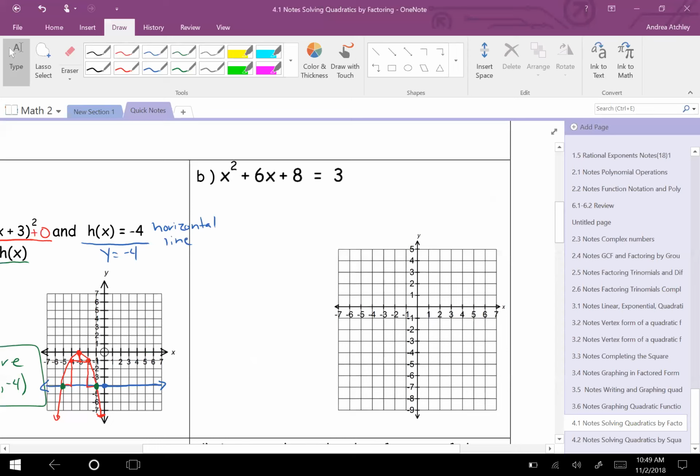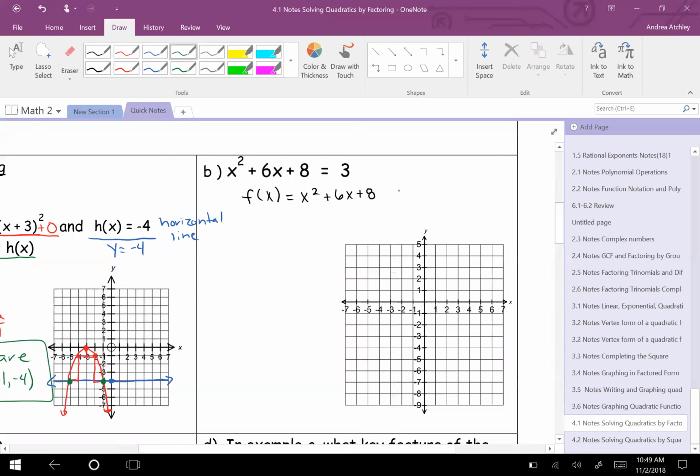x squared plus 6x plus 8 equals 3. Again, write down that equation for me. And we're going to graph f of x equals x squared plus 6x plus 8, and then h of x equals 3. Any questions over that?